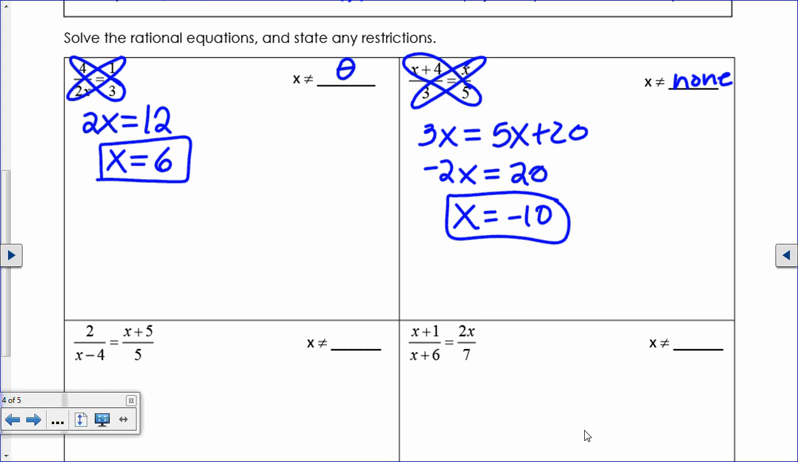Negative 10. There were no restrictions, so I don't have to worry about negative 10. Right? Yeah. Sorry, divided by negative 2. That's where the negative 10 came from.